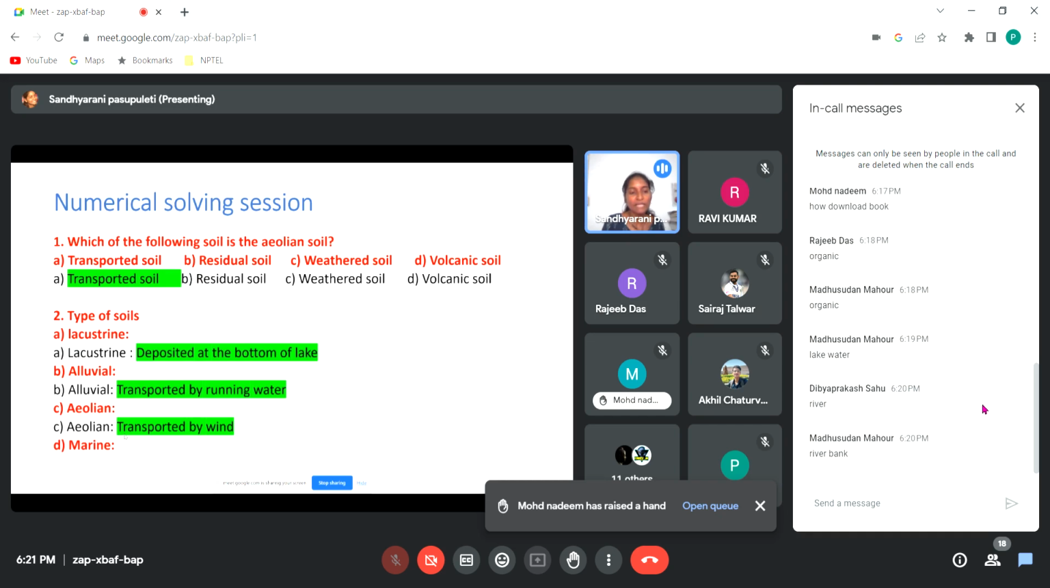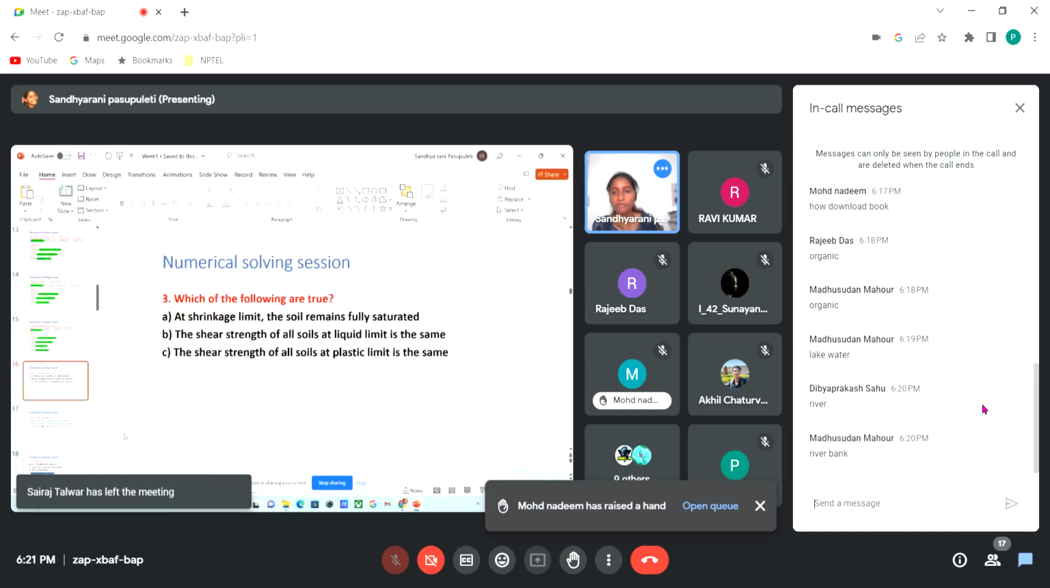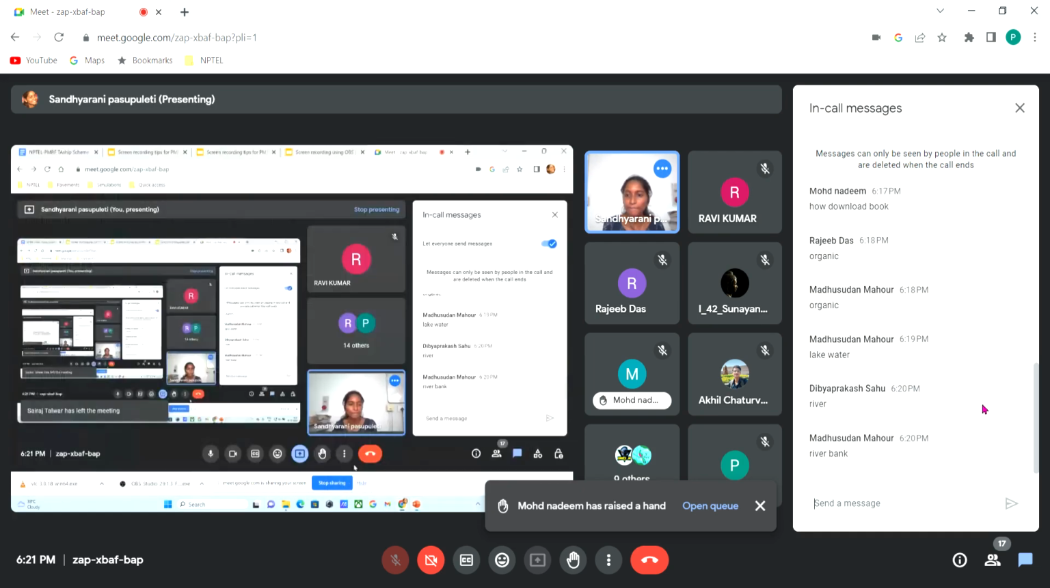as the name suggests. And if you see this question, which of the following are true? We'll discuss A, B, C individually, but I just wanted you to read and understand by yourself at the initial stage. The first one is, at shrinkage limit, the soil remains fully saturated. Is this true or not? At shrinkage limit, the soil remains fully saturated. If it is true, you can type true.